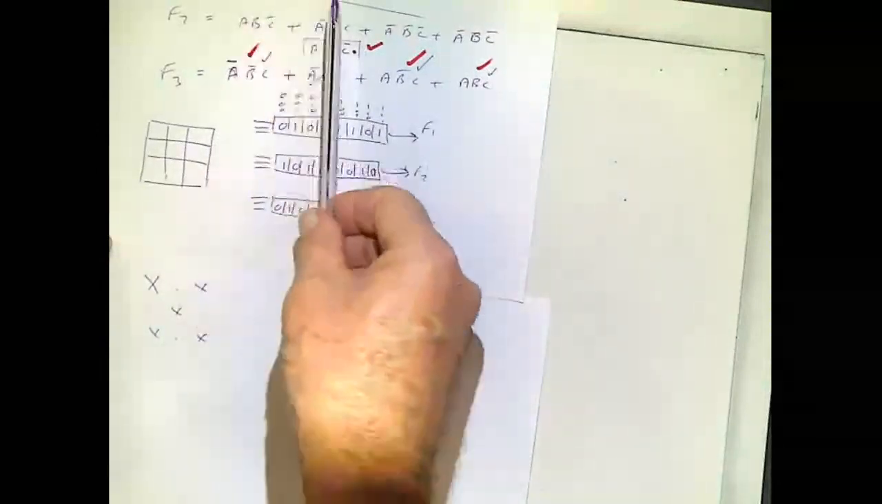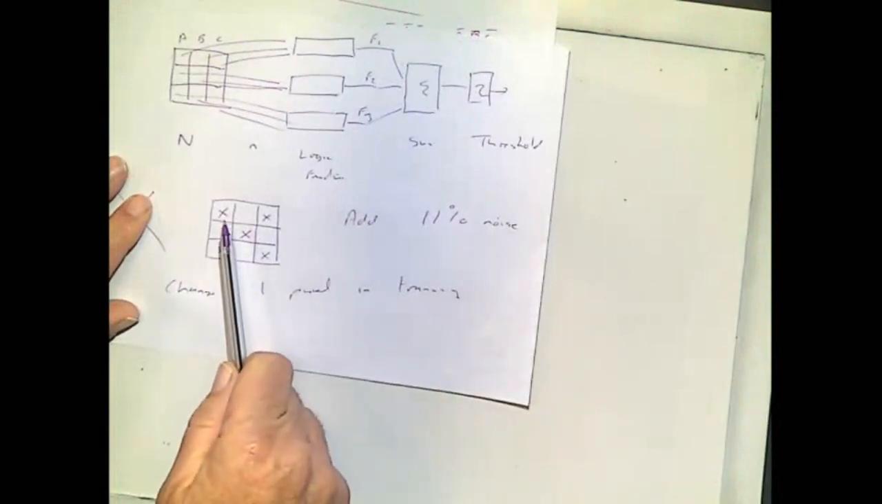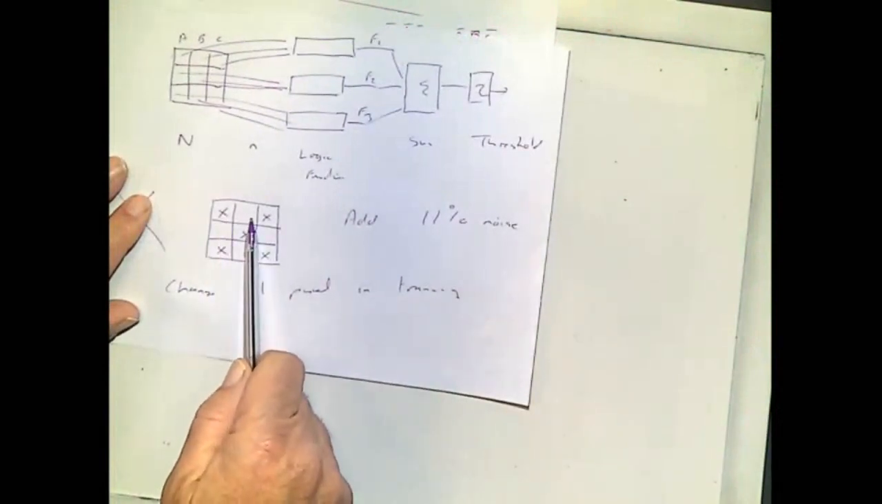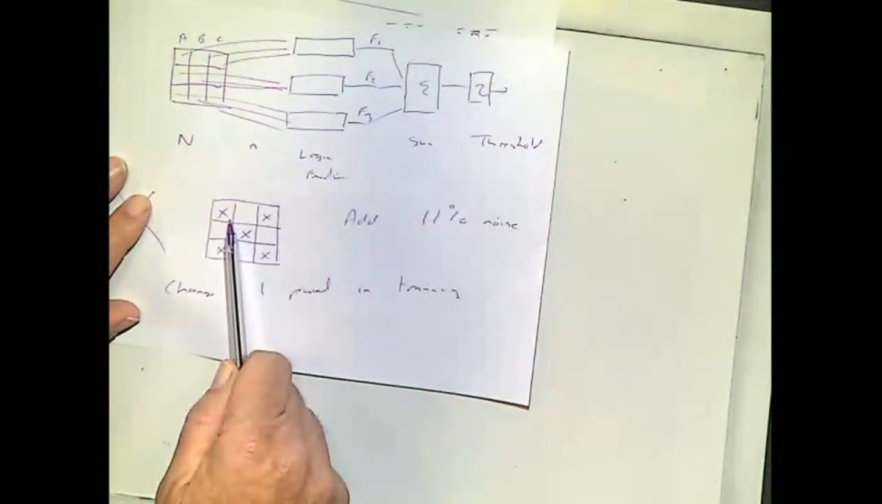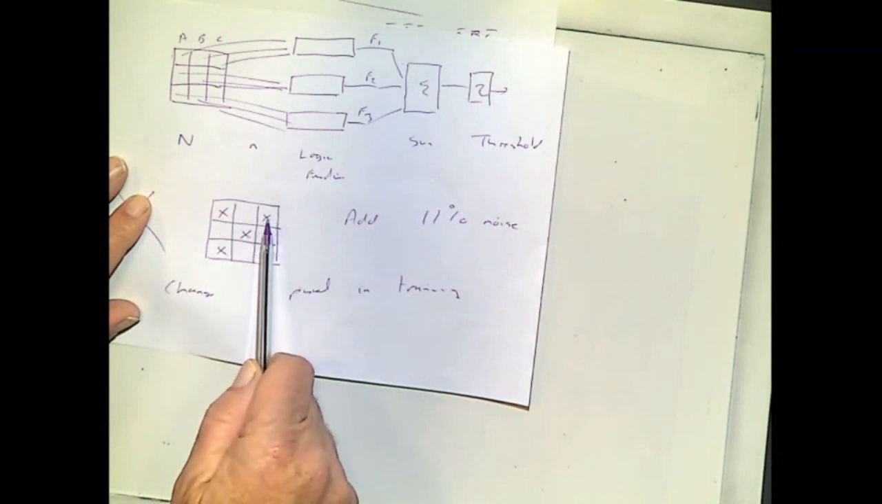Let's just check F1. The states of F1 are going to be A, not B, C, yes, that's correct. A, B, C, yes. Not A, not B, C, yes. Yeah, they're right, they're right. Panic over. So, where is it?